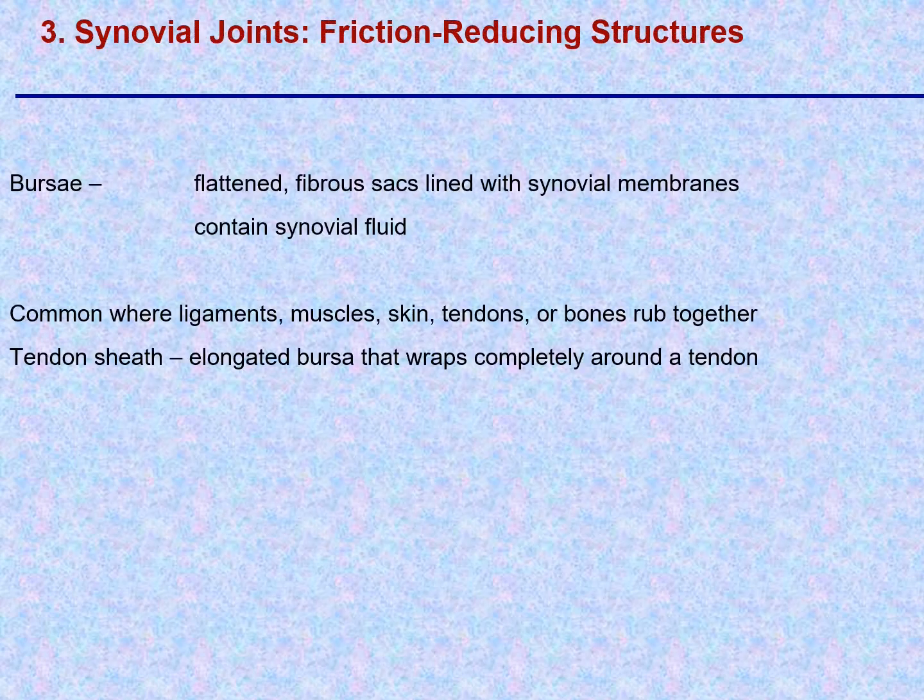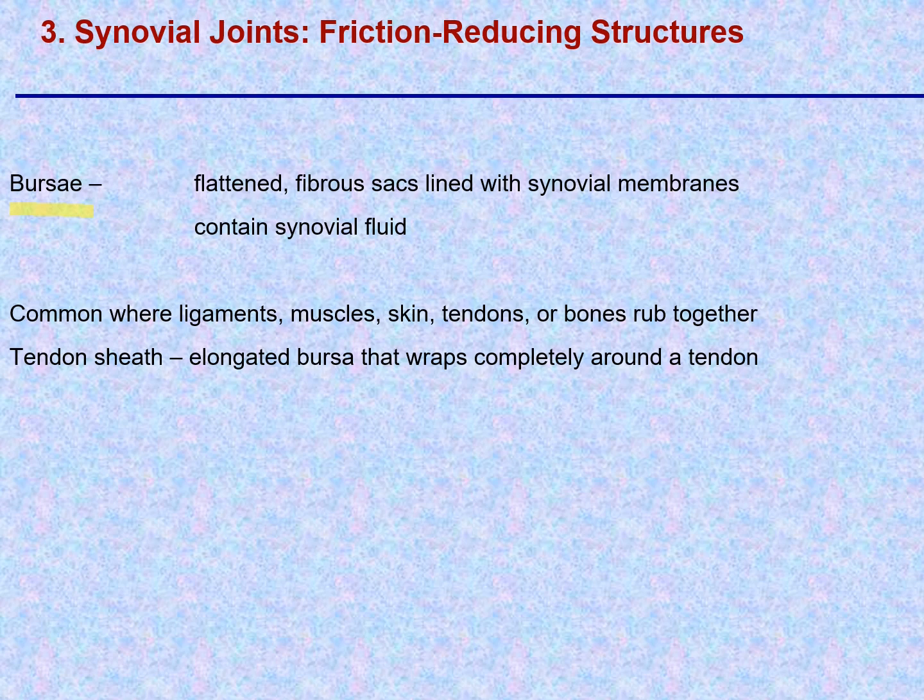You know, the synovial joint is essentially a friction-reducing structure. And part of that reduction of friction involves bursa. These are flattened sacs that are filled with synovial fluid, and the fluid is within a space that's surrounded by a synovial membrane. So you have a fibrous sac with the inner surface lined with the synovial membrane, and inside of that the synovial fluid. And these help to reduce friction.